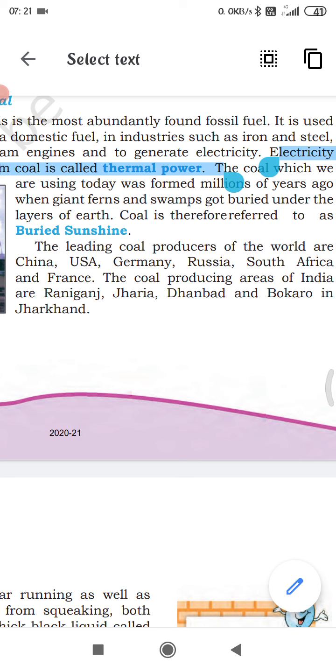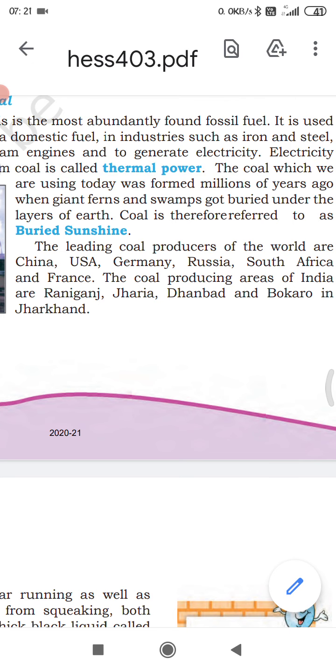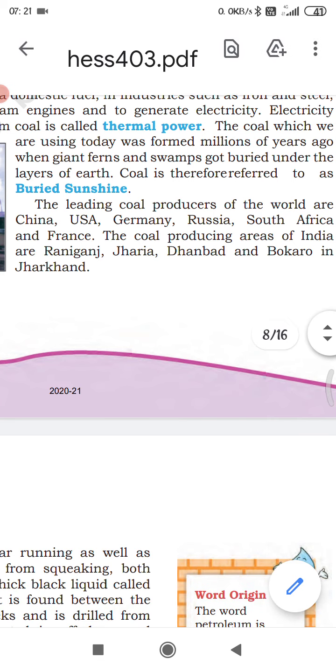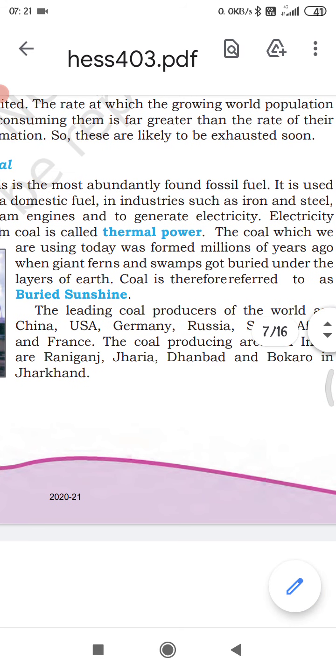So, underlined? So, this coal is found abundantly. It is used as a domestic fuel and also in industries such as iron and steel, in steam engines, and to generate electricity. And the electricity that is produced with the use of coal is called thermal energy or thermal power.